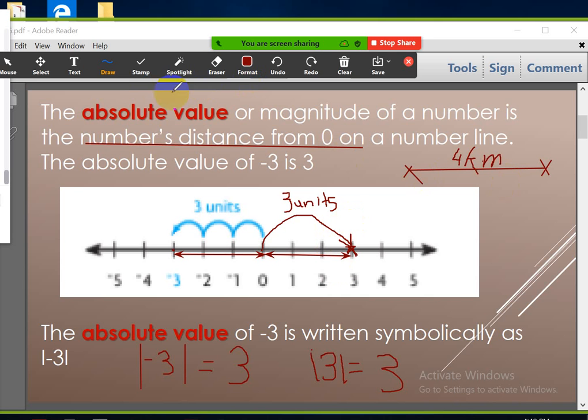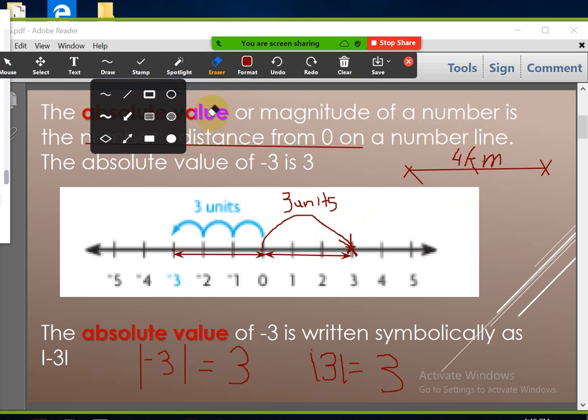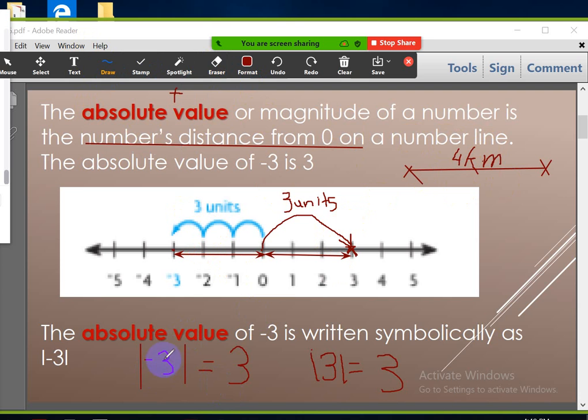That means the absolute value all the time will be a positive number. Okay? There is no negative absolute value. Why? Because the absolute value for negative numbers will be positive, and for positive numbers will be positive. Because the absolute value is a distance between the 0 and the number. So the distance always will be positive. That's why the absolute value will always be positive.